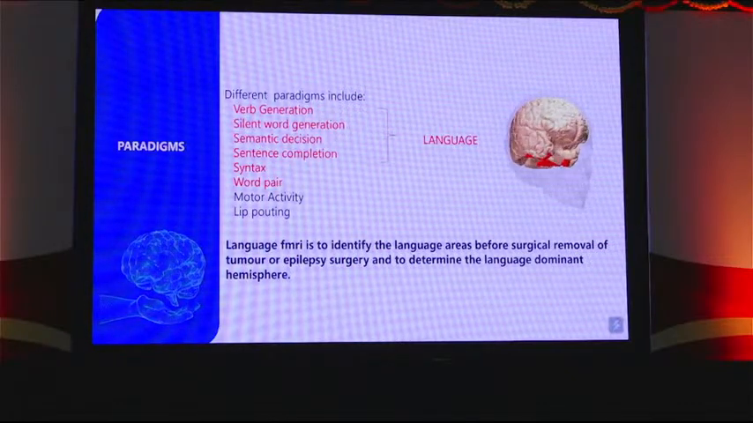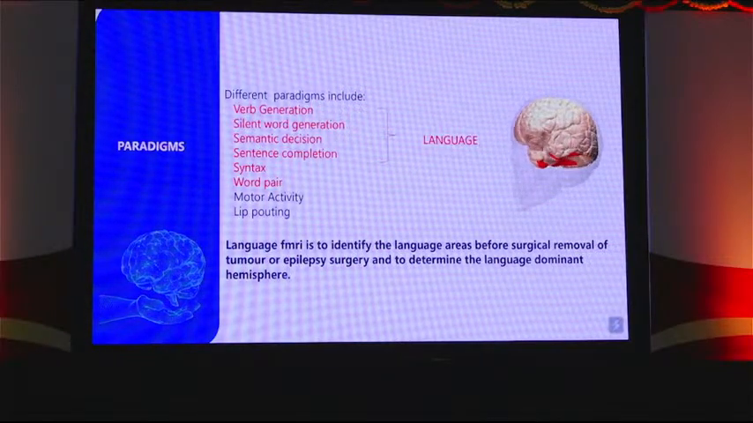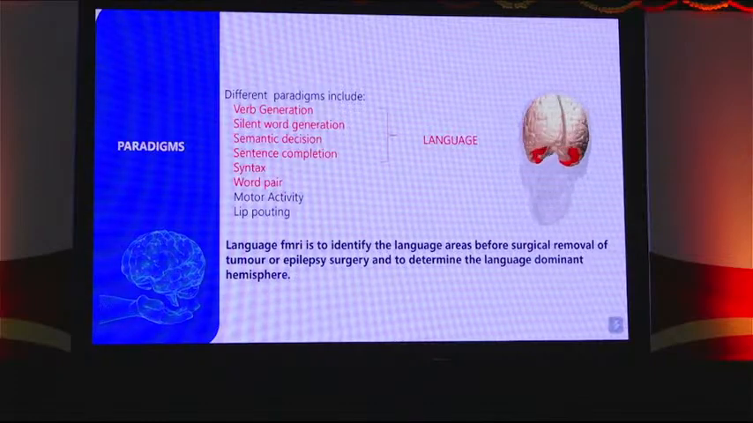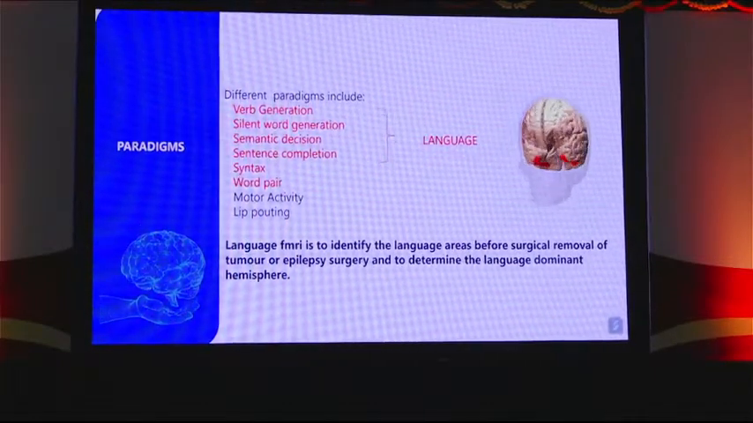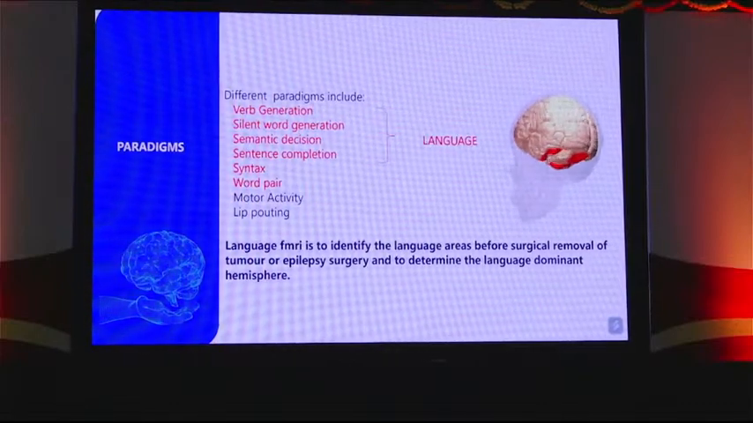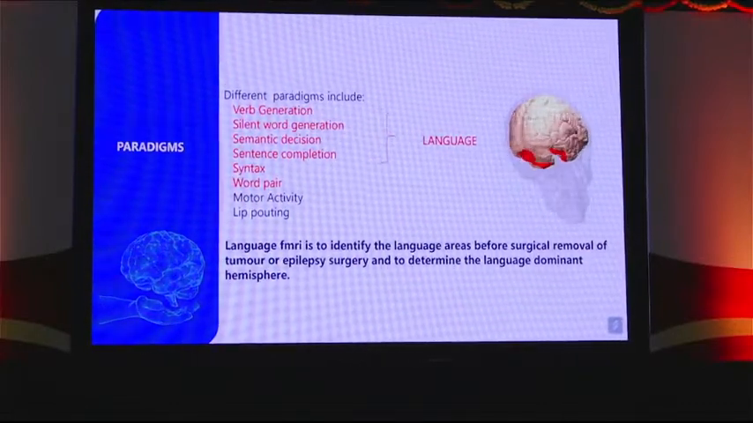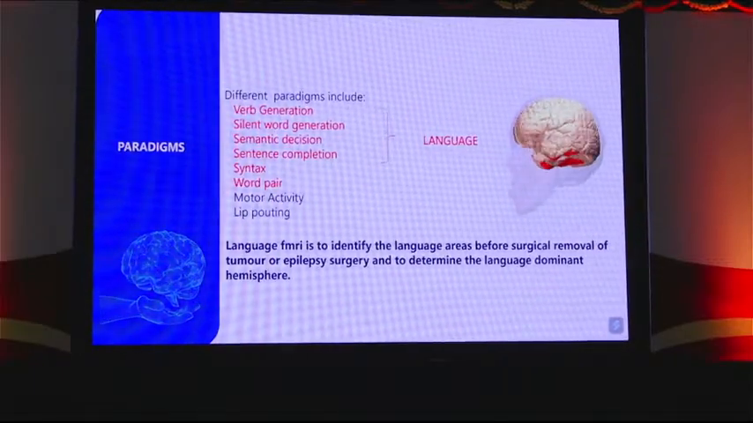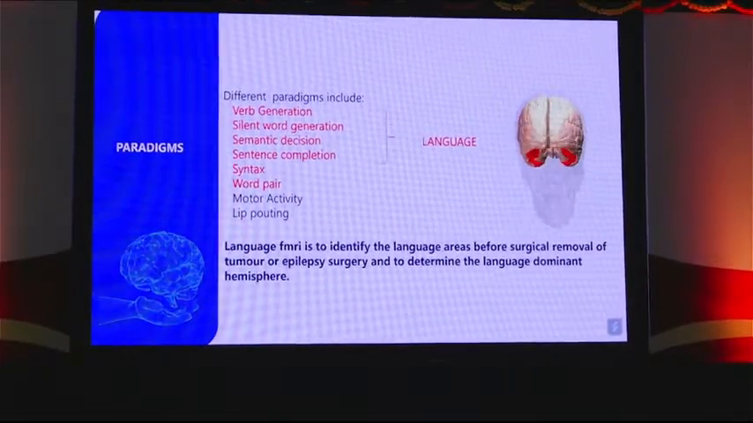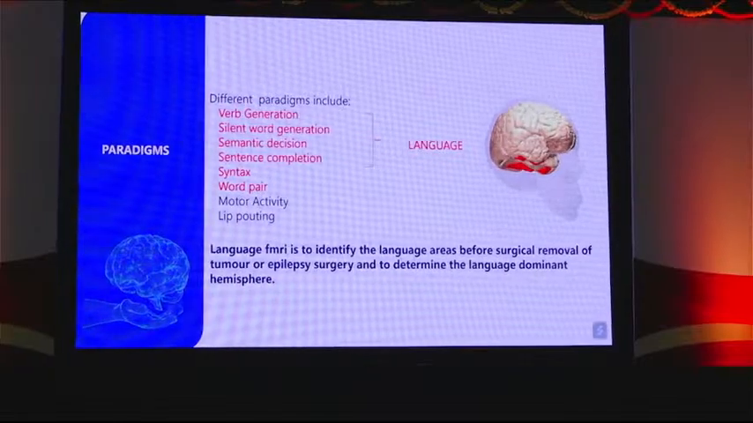Then motor activity, like movement of the right hand, movement of the left hand. It depends on where the lesion or pathology exists. Suppose the pathology is in the supplementary motor area, then we will do the motor fMRI scan. Suppose it is in the language area, then we will do the language fMRI scan. And lip movement, movement of lips to and fro during the activation pattern. So these are some of the paradigms.